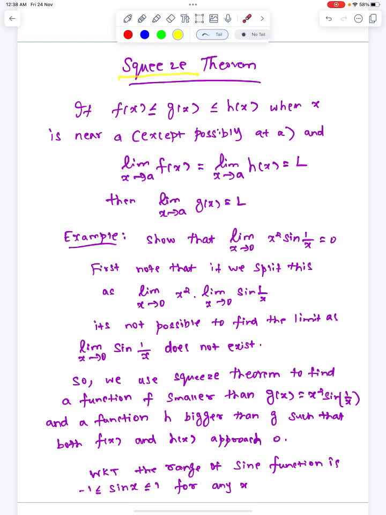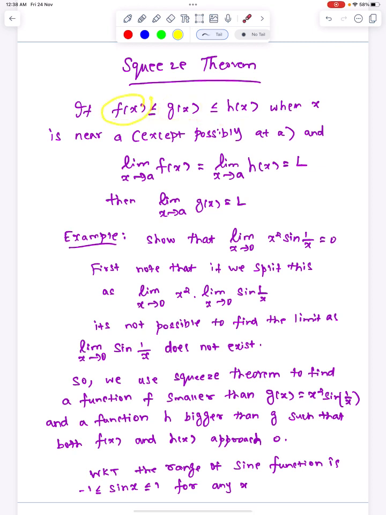Now let us study the concept of the squeeze theorem. So what is the squeeze theorem? If f of x is less than or equal to g of x, which is less than or equal to h of x, when x is near a, except possibly at a, and the limit as x tends to a of f of x and the limit as x tends to a of h of x both approach a limit L, then obviously the person in the middle, g of x, its limit as x tends to a is also going to approach the limit L. In this rule, we are just squeezing g between f and h. That's why it's called the squeeze theorem.